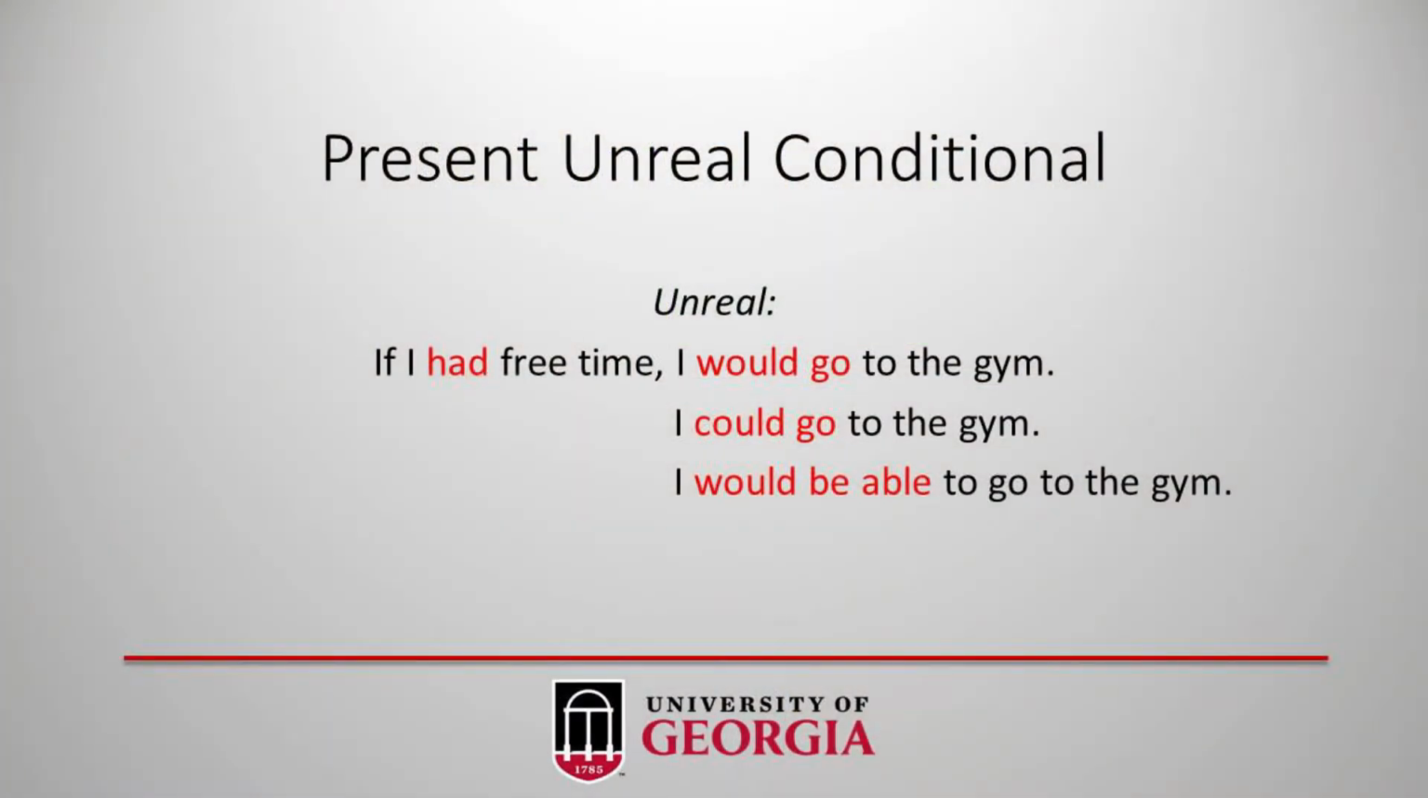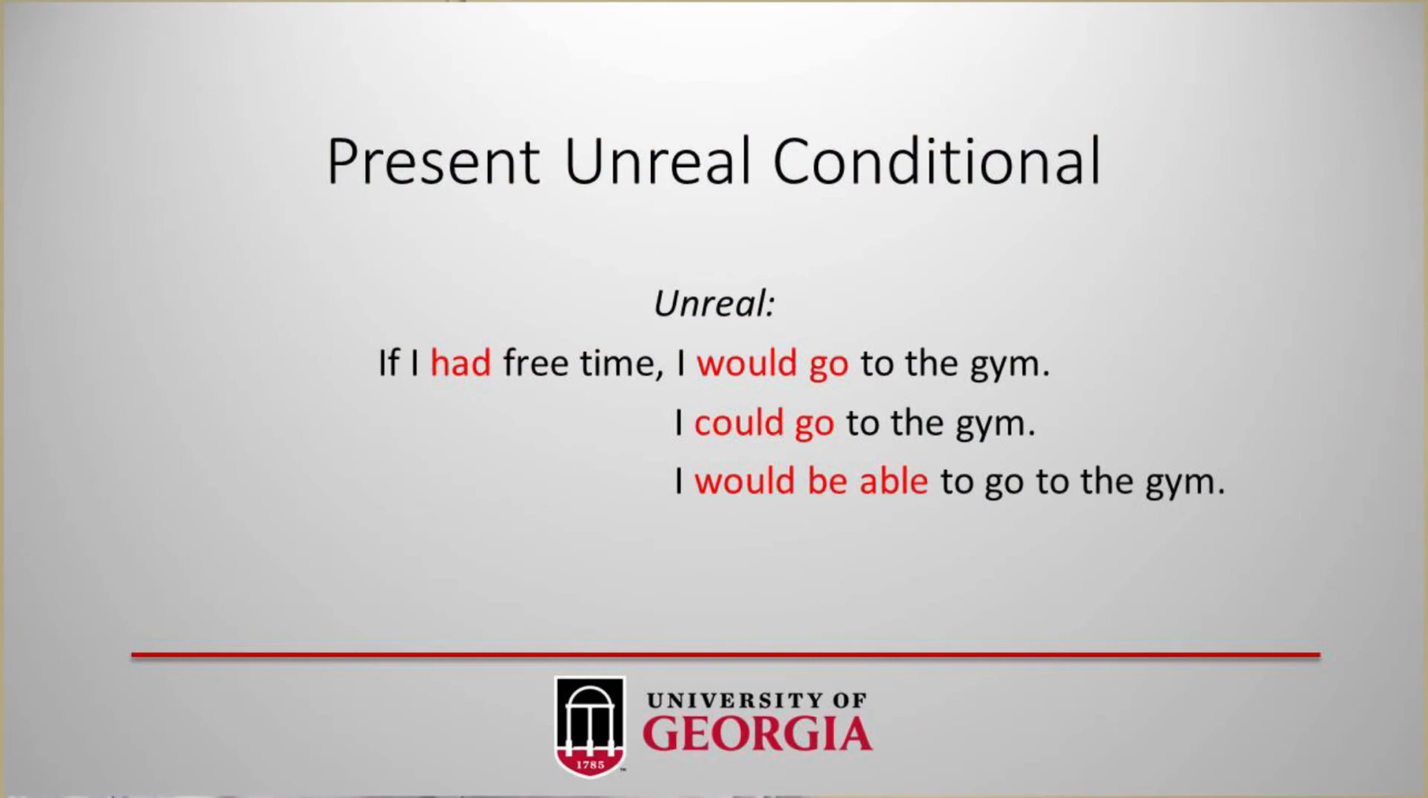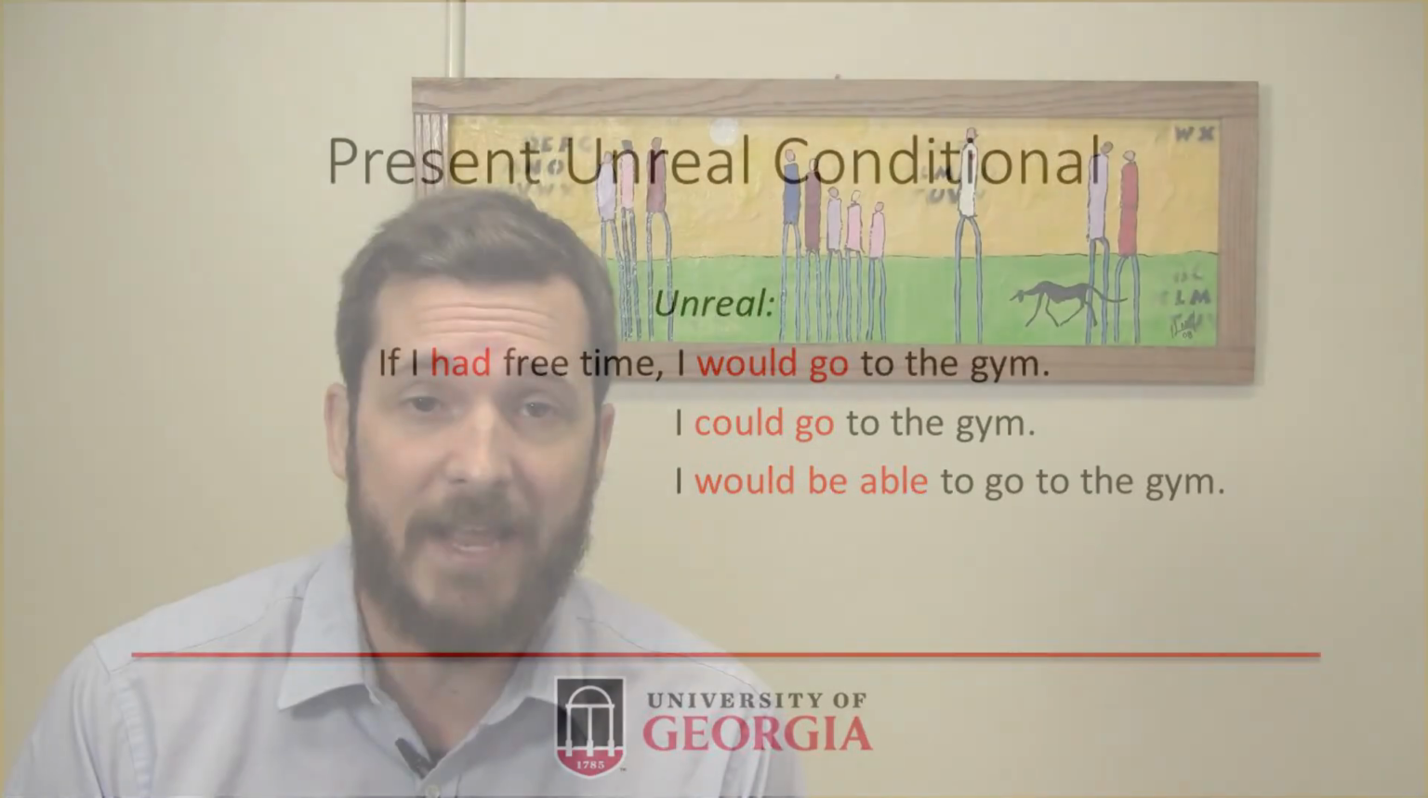Okay, let's take a look at the answers. If I had free time, I would go to the gym. Or if we want to talk about ability, we could say I could go to the gym. Both sentences are positive because remember, in our real situation, they were negative. Take a look at the third example. I would be able to go to the gym. In this example, it has the same meaning as the second. I could go to the gym. It talks about the ability.